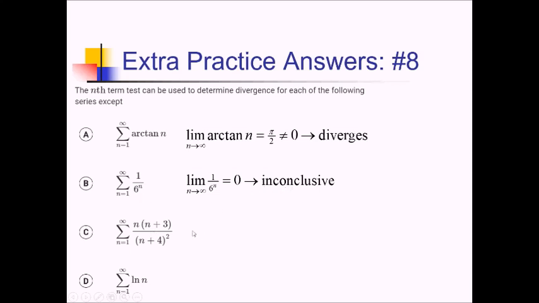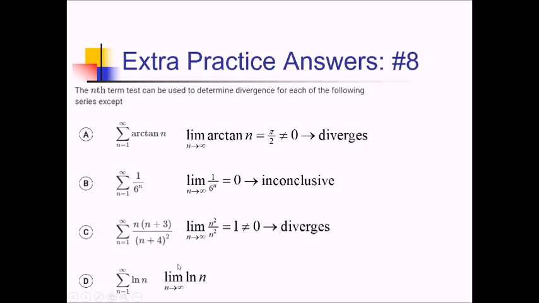On this one now, taking my limit, if I multiply everything out, I basically have a dominant term of n squared in the numerator, also a dominant term of n squared in the denominator. So that means that we have basically 1, which is not 0. So this also diverges by the nth term test.